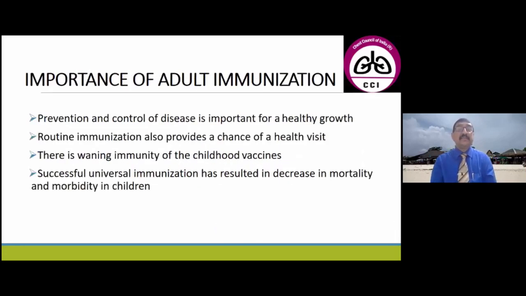So what is the importance of adult immunization? Definitely, it prevents and controls disease and creates healthy growth. Routine immunization also provides a chance for a health visit. If you are giving immunization, there is a better chance that the patient comes back to your clinic on a day-to-day basis. There is a waning immunity of the childhood vaccines because their effect decreases gradually. Successful universal immunization has resulted in a decrease in mortality and morbidity in children.